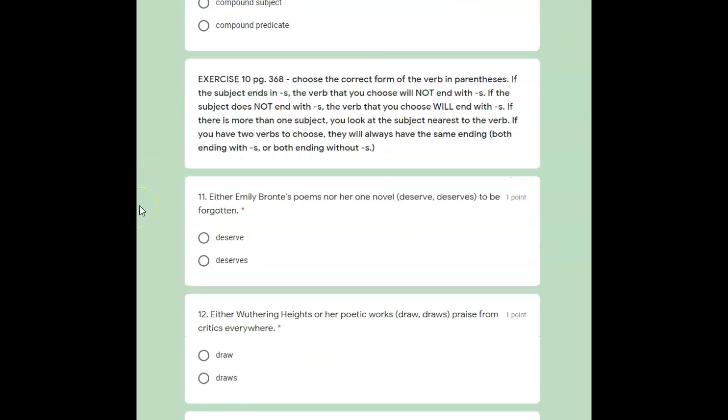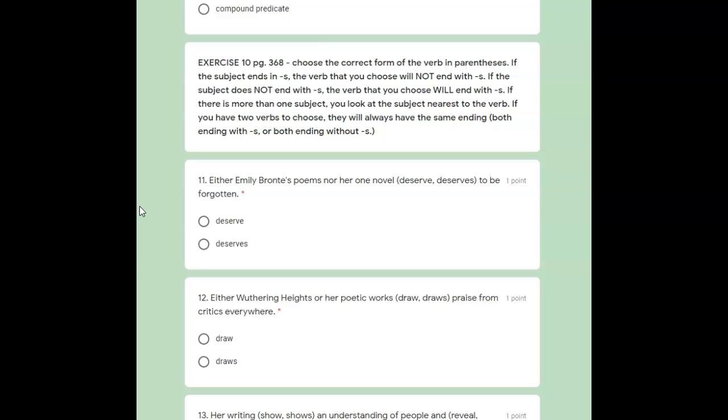Now, for the next section, exercise 10, you're going to choose the proper verb form. Now, you still need to figure out what the subject is. If the subject ends with an S, the verb that you choose will not end with an S. So if the subject has an S, your verb will not. And the opposite is true. If the subject does not end with an S, the verb that you choose will end with an S. And then there will be a few where you have two verbs to choose. Those verbs should have the same ending. Either they will both end with S or both not end with S.